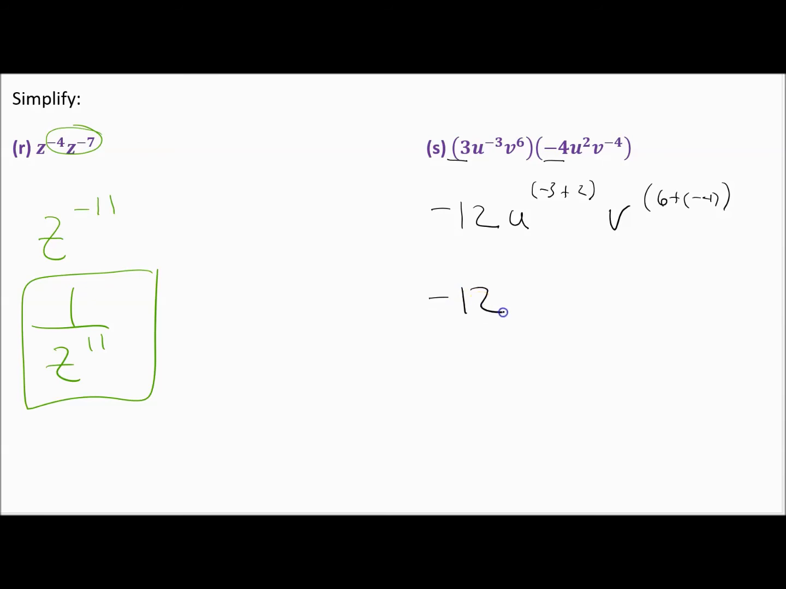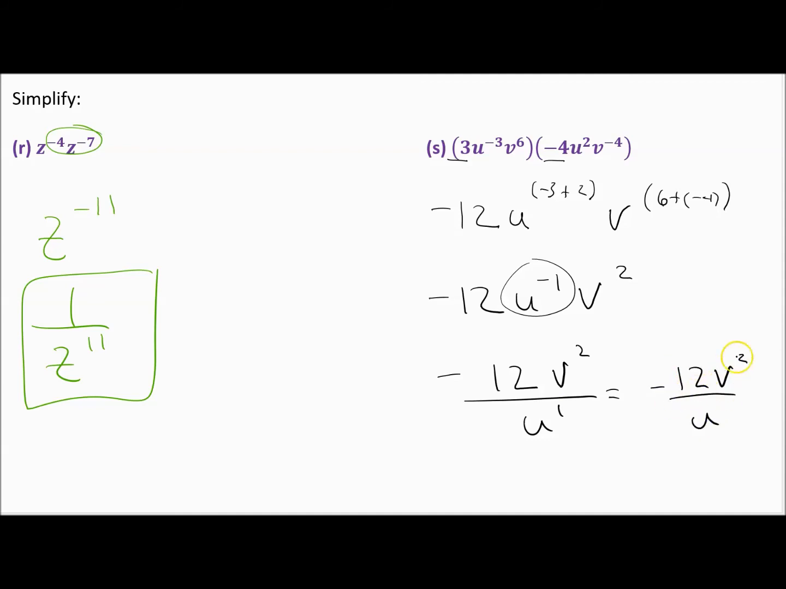So I've got negative 12, and when I add my u exponents, negative 3 plus 2 is negative 1. When I add my v exponent, 6 plus negative 4 is 2. Then you look to see what belongs on the other side of the fraction bar, and it's only the u to the negative 1. So they have negative 12 v squared over u to the first. The negative can go in front of the fraction, because a negative divided by a positive is a negative. And the u to the first can be written as u. So negative 12 v squared over u. Final answer.